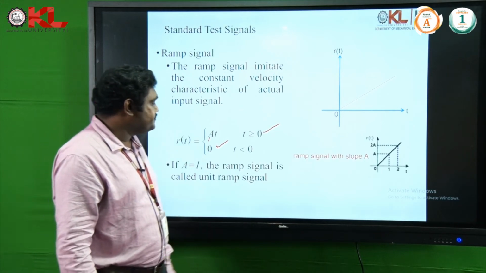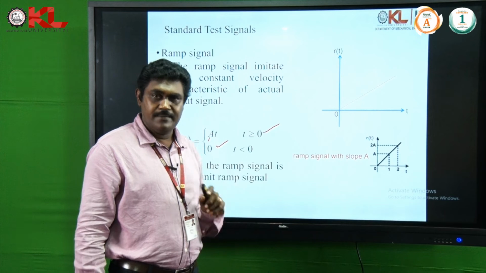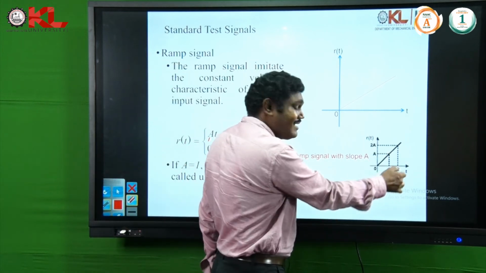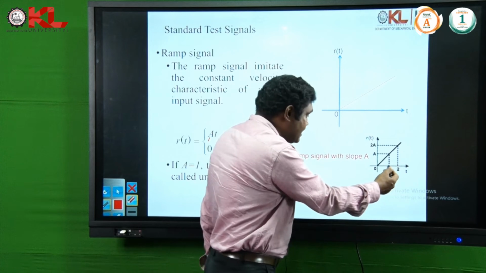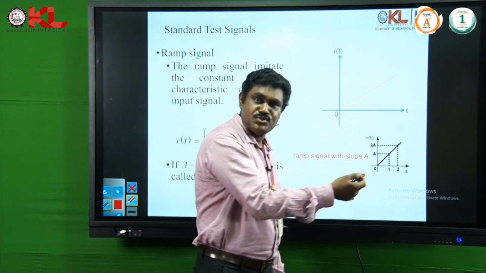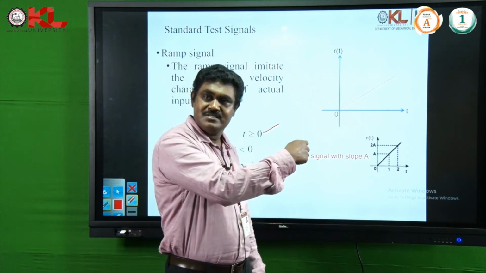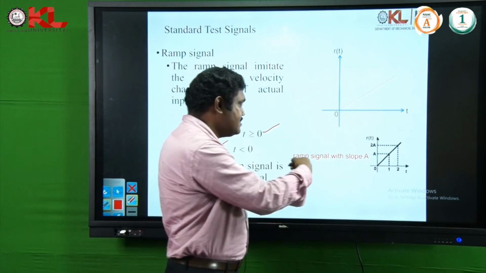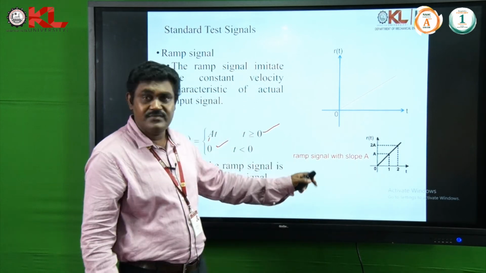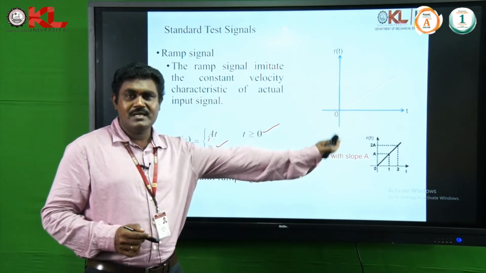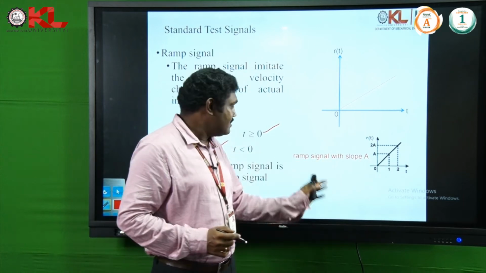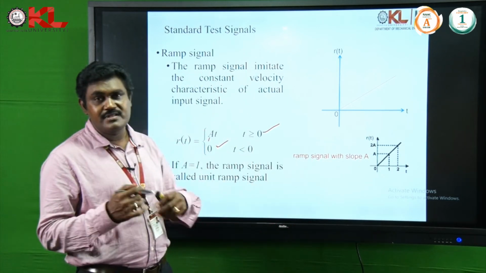If you see here, a ramp signal with slope A at different time periods. You can observe this diagram. At time 1, the magnitude is A. At time 2, the magnitude is 2A. At time 3, the magnitude is 3A. Likewise, the signal varies, and that is called a ramp signal with slope A. If you find the slope at any point, the slope is the magnitude A.